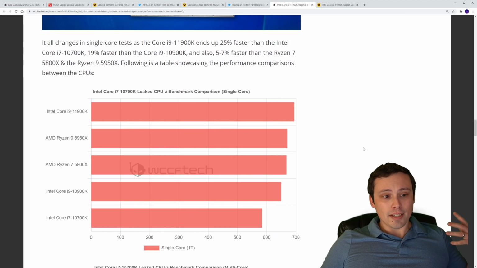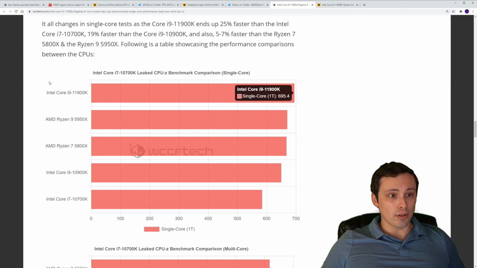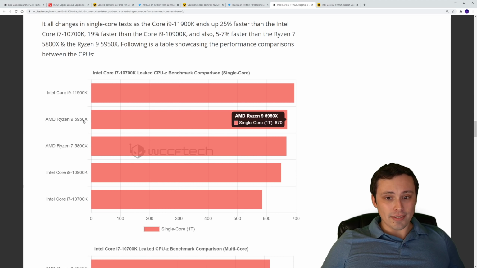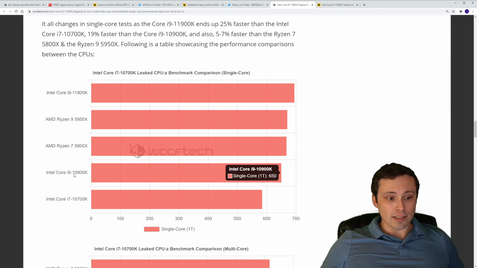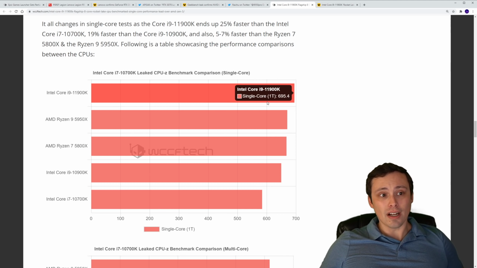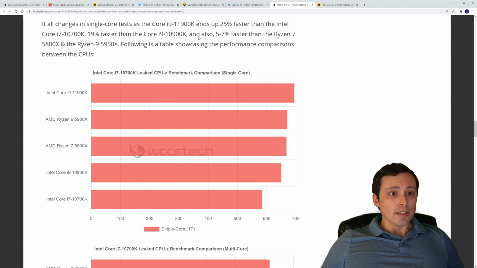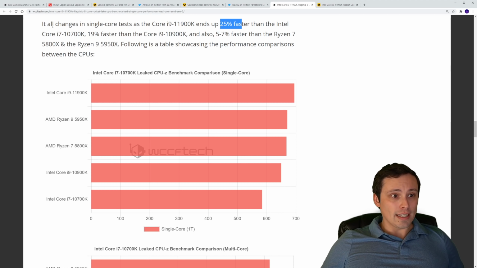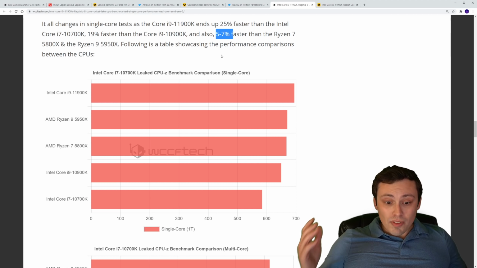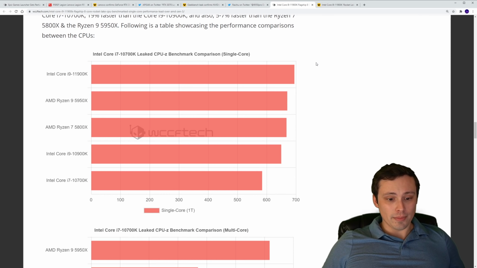Anyway, but how do these compare with other processors? So if we look at the single core, tested on like a Ryzen 9 5950X, it is beating that, against the 5800X, against the previous gen, so 10900K versus 11900K. This was getting us a 650, this is getting us a 695.4. This is a very solid jump in performance. So it looks like 19% faster than the 10900K and 25% faster than the 10700K and 5 to 7% faster than the 5800X and the 5950X.